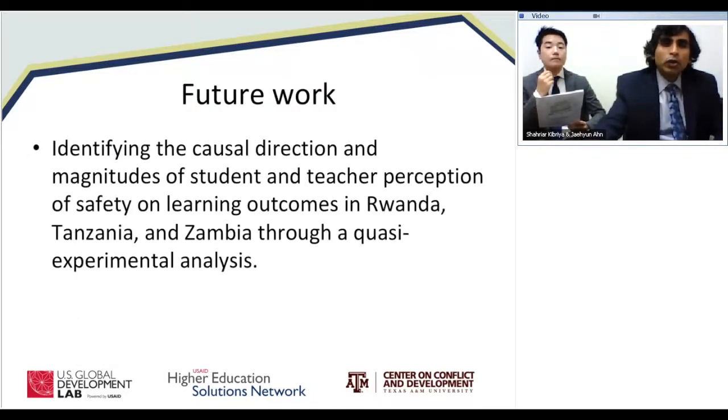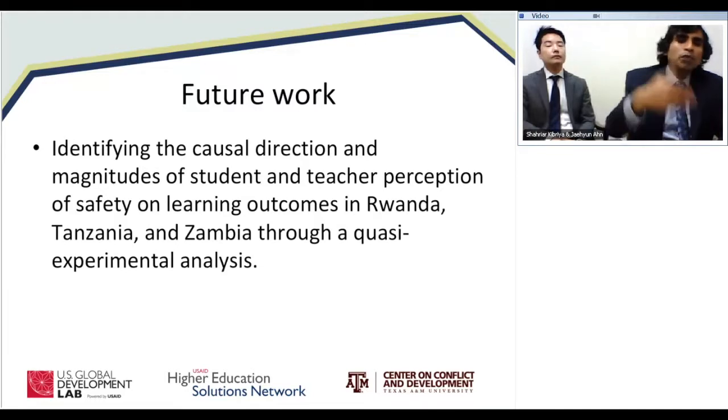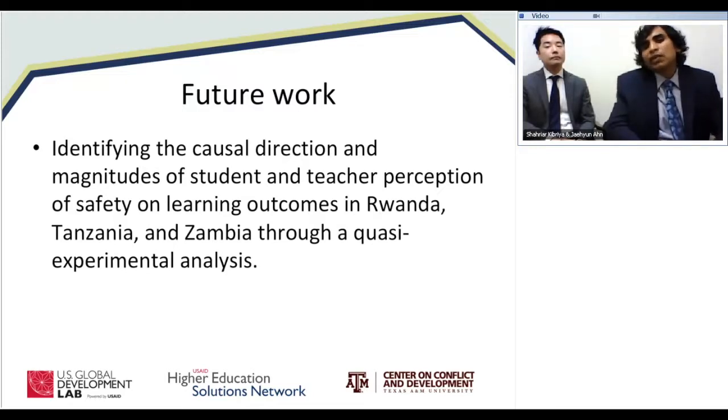Our future work, or current work from the Center on Conflict and Development, is trying to identify the causal directions and magnitudes of student and teacher perception of safety on learning outcomes in Rwanda, Tanzania, and Zambia through quasi-experimental analysis. So this specific work focuses on school bullying, as opposed to our current work, which focuses on school safety and how the feeling of school safety can increase learning outcomes in Africa, specific to Rwanda, Tanzania, and Zambia.